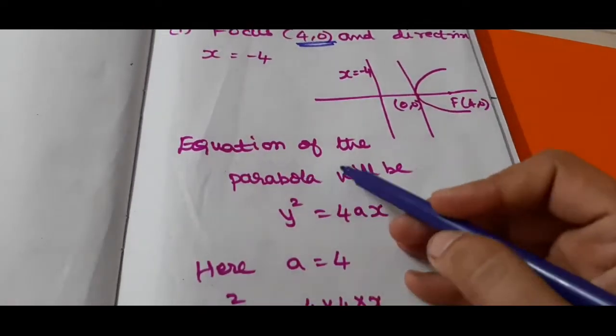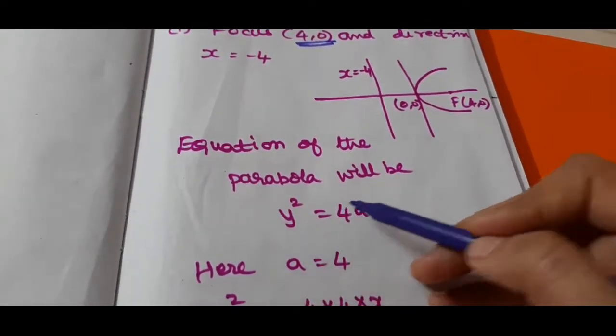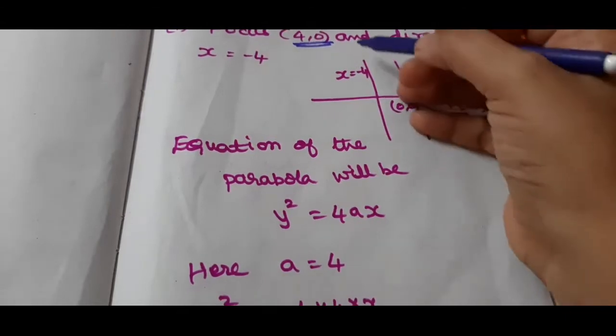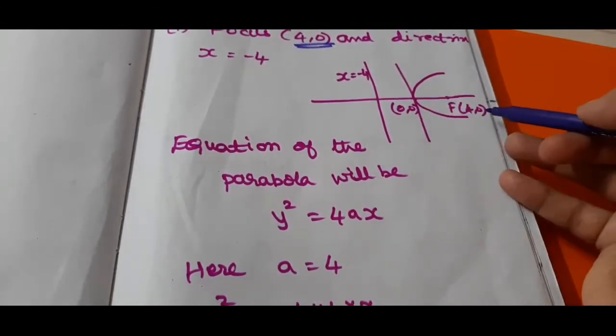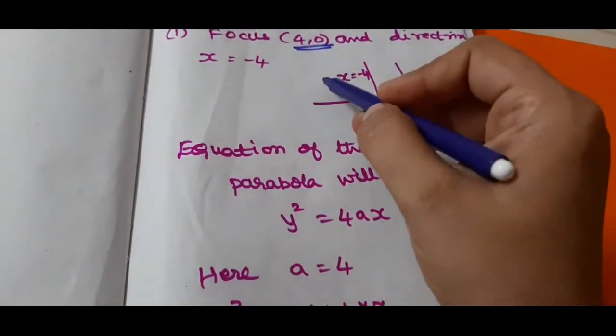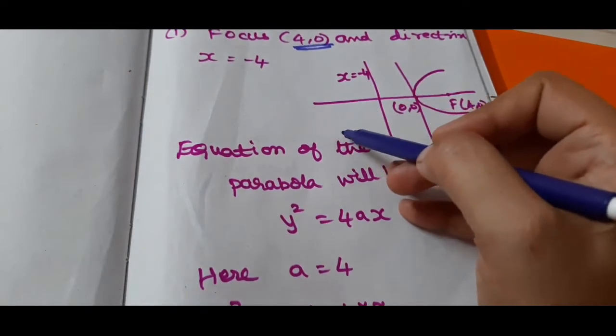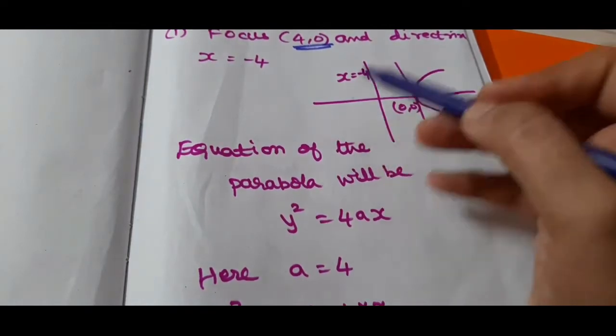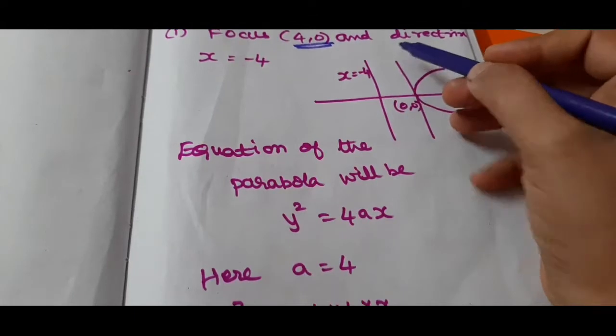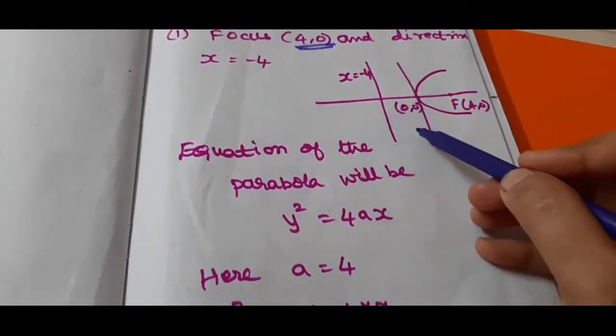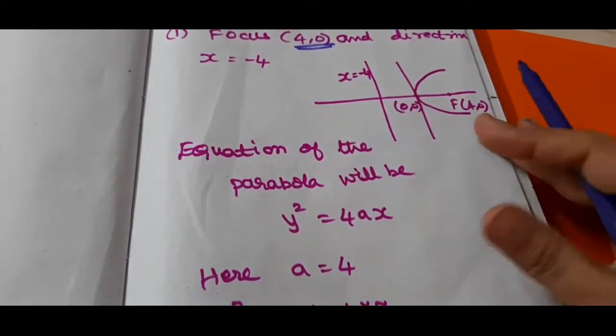So the equation of the parabola will be of the form y² = 4ax. I told you, if the opening is this side, y² = 4ax. If the opening is this side, y² = -4ax. This is x² = 4ay. This is x² = -4ay. So I told you already.